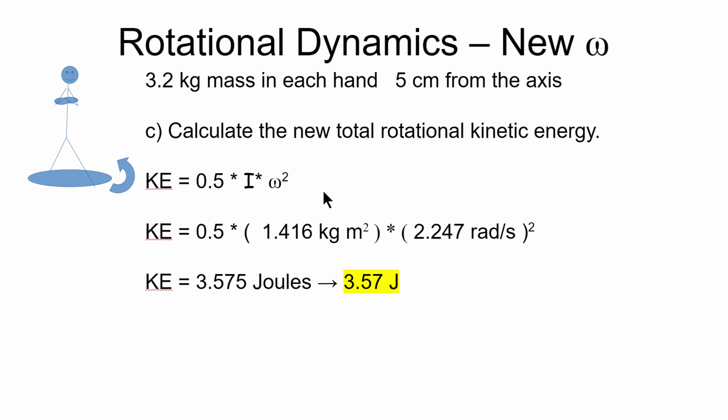Well, we take 1/2 I omega squared again. The I is changed. Now we have the masses close to the axis of rotation. We have a new value for I. And we just found the new omega. Don't forget to square that omega. I come up with 3.57 joules for the rounded version for the new kinetic energy.